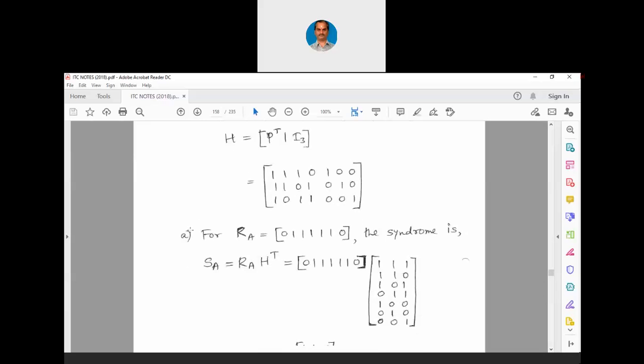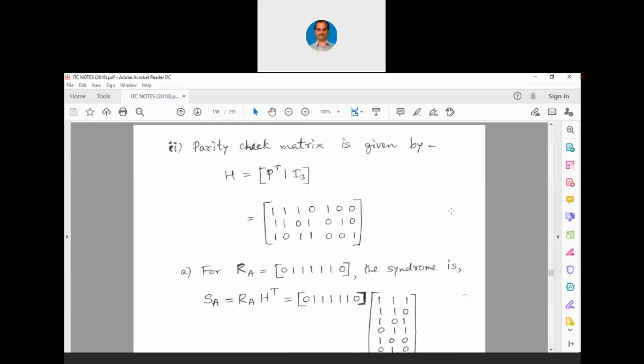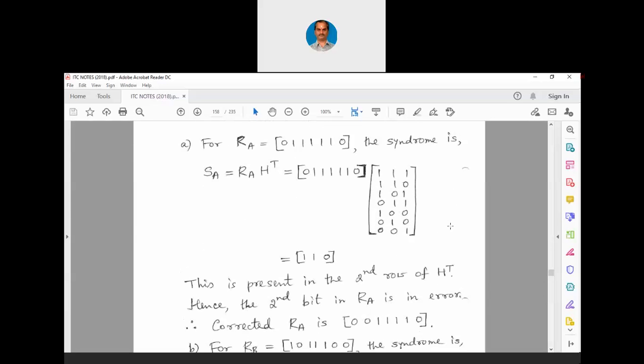Now, how to find out the error? For RA, the given received vector is 0111110. We can find out the syndrome. We know that the expression for the syndrome is R into H transposed. So we will write this RA and the transpose of this Hamming matrix. Again, I repeat, I am just showing you on the PDF page, but you will have to personally take pen and book and work out this exercise on your own. Otherwise, it is not so easy to understand these concepts.